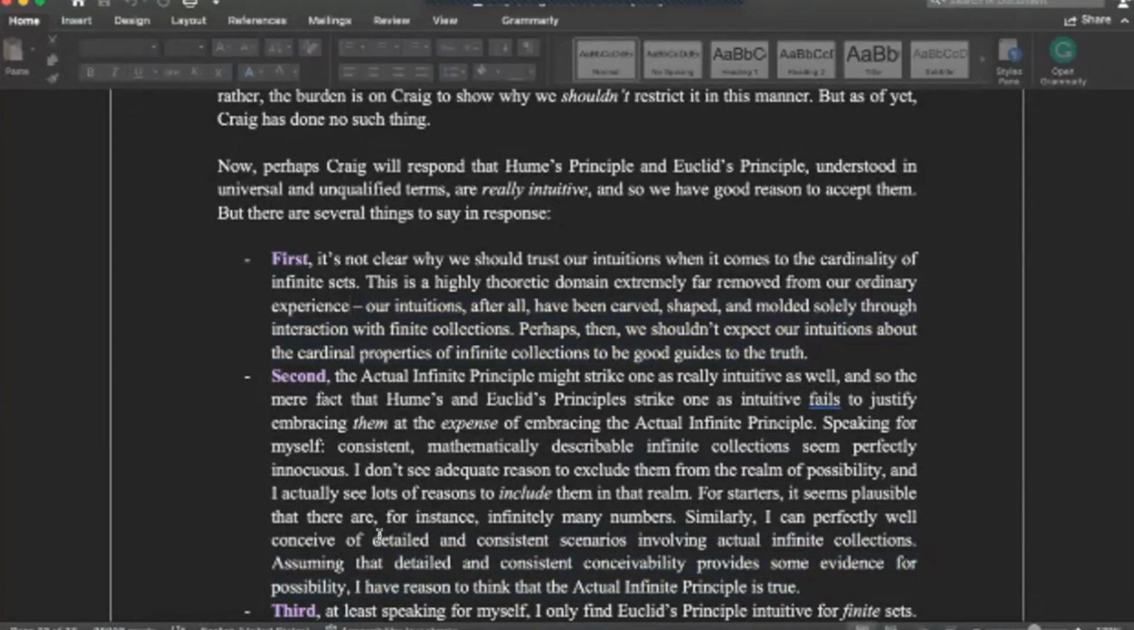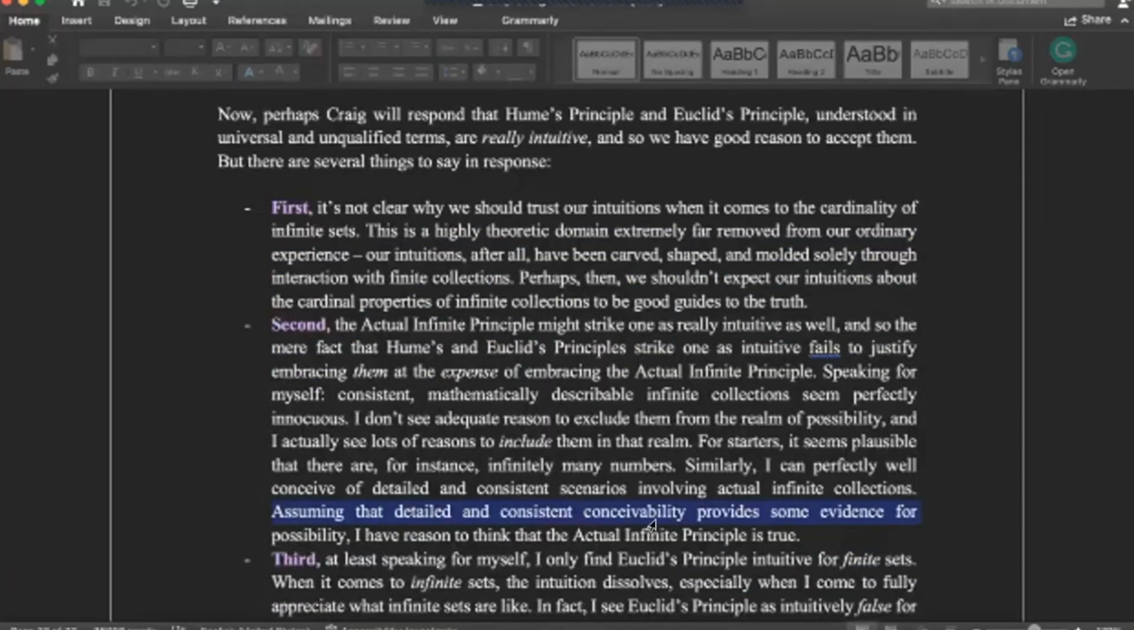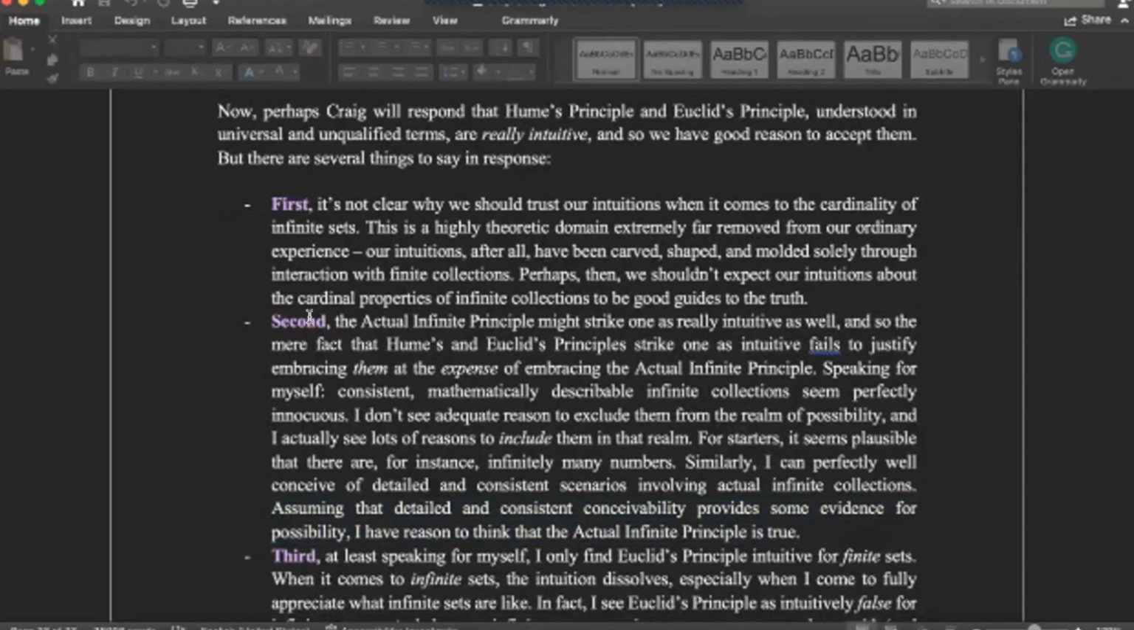And so if you want to take that route of responding to me here by going the mitigated modal skepticism route, then you're going to be collapsing almost Craig's entire case for the Hilbert's Hotel argument, because it just rests on applying our intuitions in these highly theoretical domains far removed from our ordinary experience. So anyway, that's a double-edged sword, if you want to take that response to my point here about consistent and detailed conceivability providing some defeasible evidence for possibility. Okay, so that's my second response.